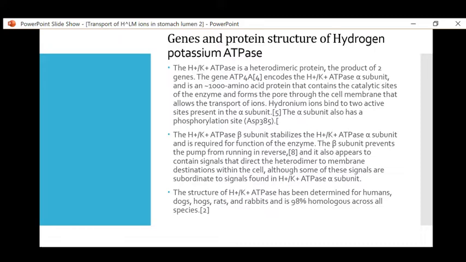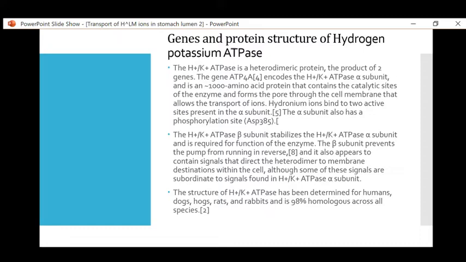Genes and protein structure of hydrogen potassium ATPase. The hydrogen potassium ATPase is a heterodimeric protein, the product of two genes. The gene ATP4A encodes the alpha subunit, an approximately 1000 amino acid protein that contains the catalytic sites of the enzyme and forms the pore through the cell membrane that allows the transport of ions. Hydronium ions bind to two active sites present in the alpha subunit. The alpha subunit also has a phosphorylation site.